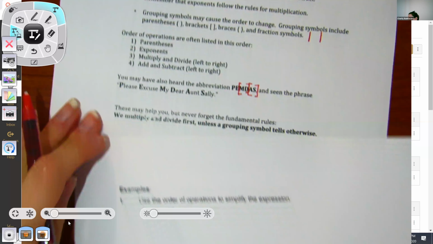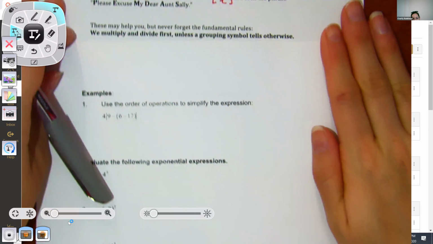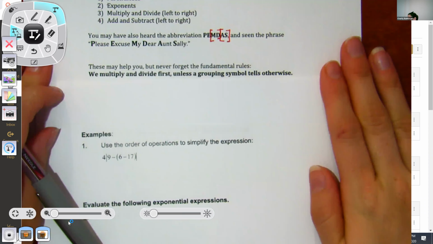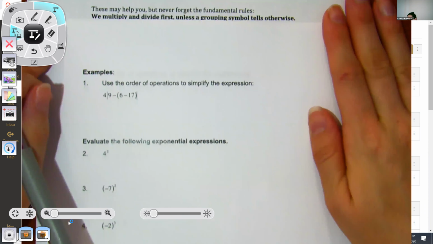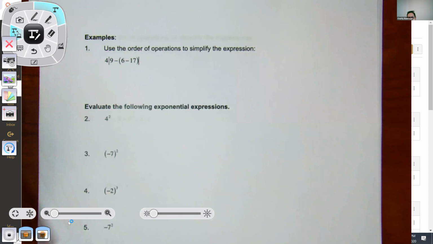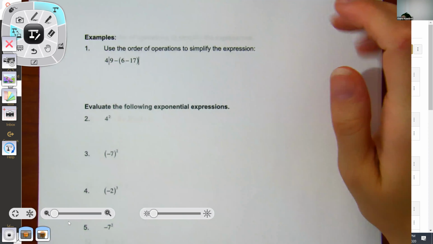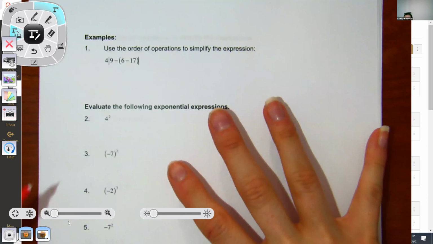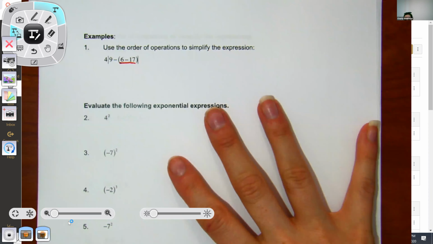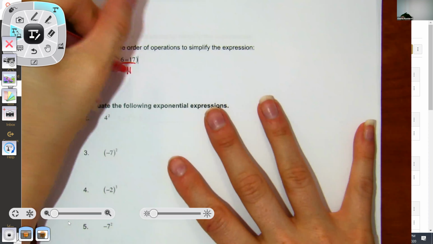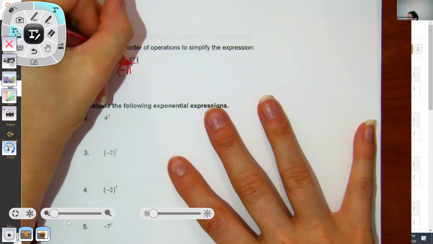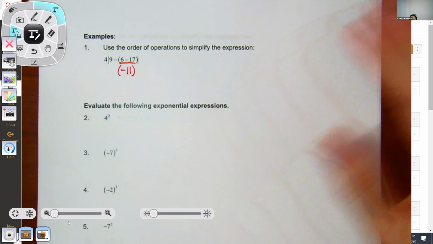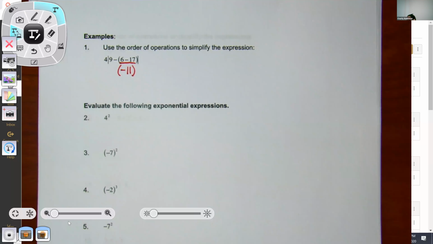Use order of operations to simplify the expression. First thing we want to do is what's on the inside of the parentheses, which is 6 minus 17. So 6 minus 17 equals negative 11. Since it's negative, I'm going to keep it in parentheses for the moment, and then I'm just going to bring everything else down.